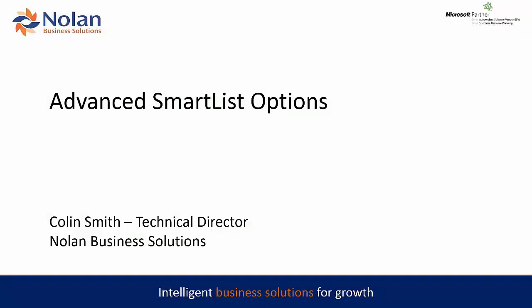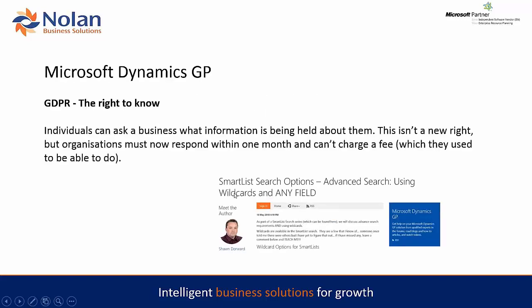Afternoon, we're going to talk about Advanced SmartList Options for Dynamics GP. Recently I've been writing a document based on GDPR and conversations I've been having with our customers. One of the items within the GDPR requirements is that individuals can ask businesses what information is being held about them. This tied in really nicely with a blog article that I'd read from Sean Dorwood, recommended to me by Canty Mystery, about SmartList search options.